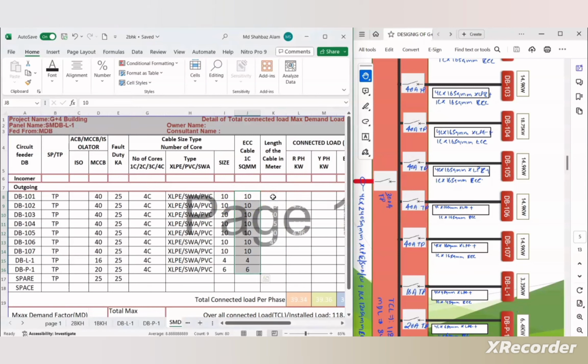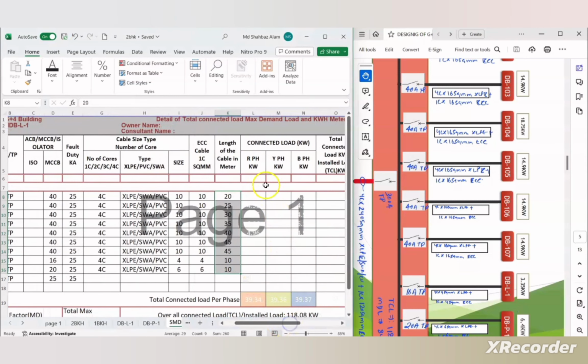The length of the cable. While discussing the SMDB designing, I told you we have to measure the flat DB location from the SMDB location. We have to measure the physical length and write it here. Just for an example, I consider that flat 1 is 20 meters far, flat 2 is 25 meters, and in the same way for the others. These 2 DBs are inside the electrical room and the SMDB is also inside the electrical room. So I consider that the total length between DBL1 and SMDB is 10 meters and DBP1 and SMDB is 10 meters.